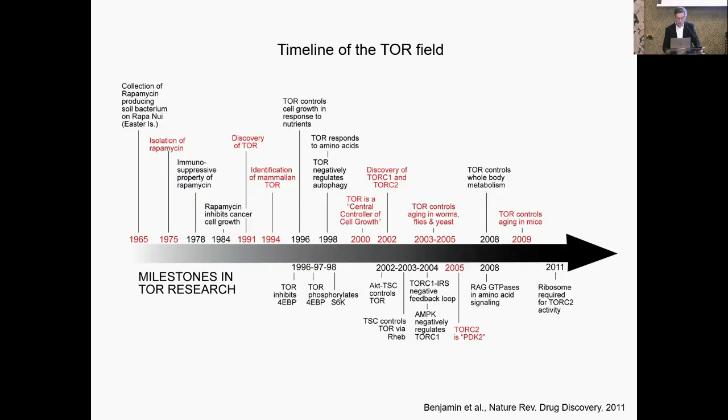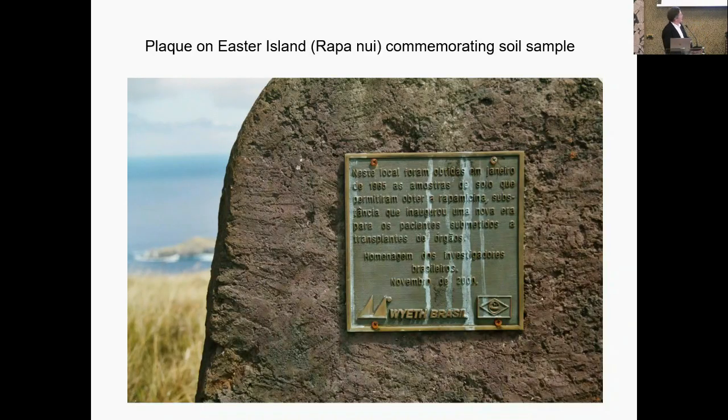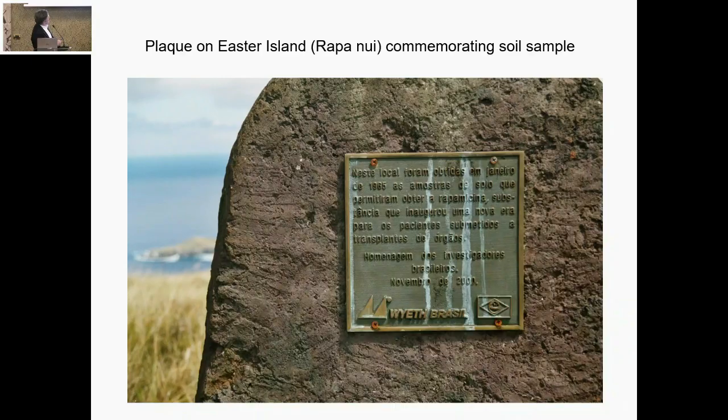Now, if you go to Easter Island, there's actually a plaque which commemorates this event of picking up this handful of dirt from which they isolated the bacterium. This is shown here. It is in Portuguese, and it says, "In this place is obtained in January of '65 samples that not only allowed the isolation of rapamycin, but also inaugurated a new era in transplantation therapy." So this was really a major advance in medicine.